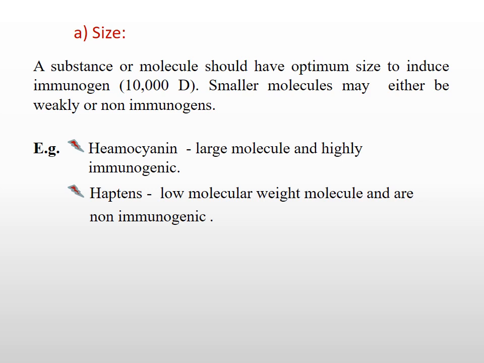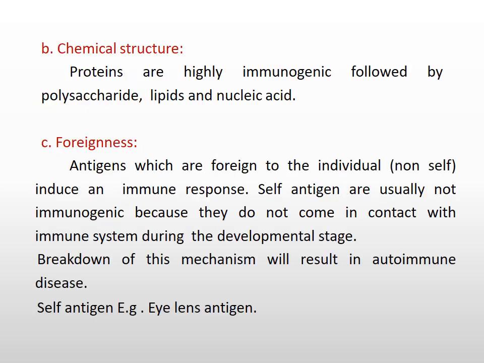Just like that, hemocyanin, a large molecule, is very highly immunogenic in nature, whereas haptens, we have studied earlier, are low molecular weight and very less or non-immunogenic. Number 2, chemical structure, we have already studied: proteins followed by polysaccharides are potent immunogens, whereas nucleic acid is a poor immunogen and lipids are generally non-immunogenic in nature.